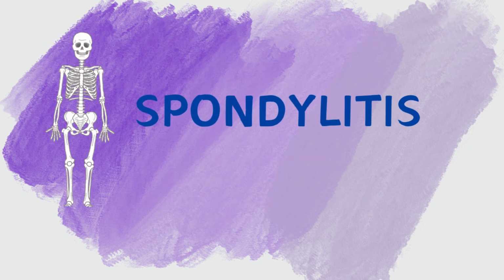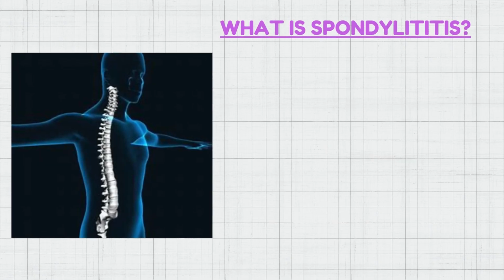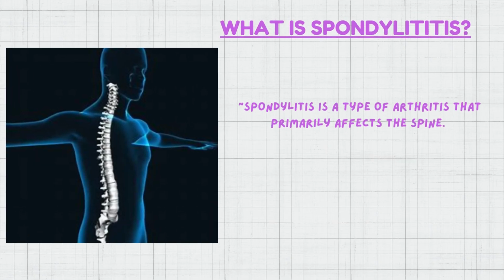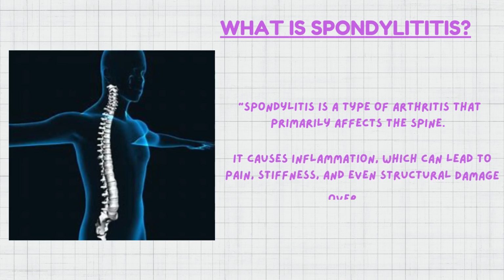In this lesson we will be studying about spondylitis. What is spondylitis? Spondylitis is a type of arthritis that primarily affects the spine. It causes inflammation, which can lead to pain, stiffness, and even structural damage over time.